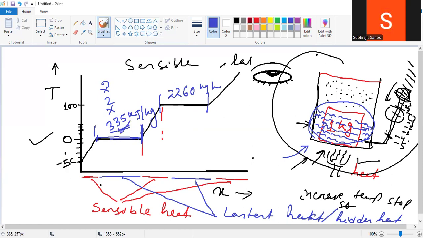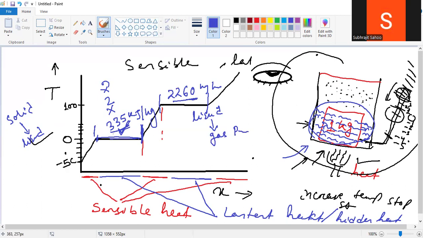If this much heat is added to 1 kg of ice, what will happen? All solid particles will be converted to liquid particles. And if this much heat is added to the liquid particles, then what will happen? All liquid particles will be converted to gas particles, that is vapor particles. Right? These things are happening here.